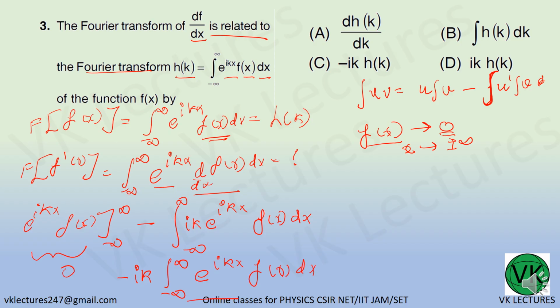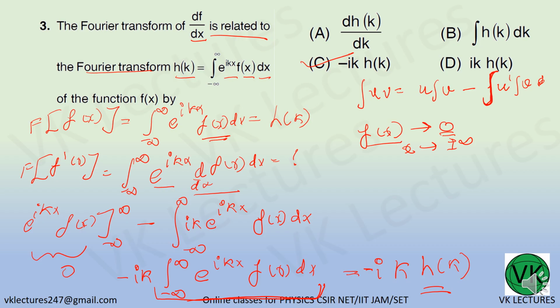Now what is this? The integral from minus infinity to plus infinity of e power ikx into f of x dx is nothing but h of k. So we can write this as minus ik into h of k. So your option is minus ik into h of k, Option C.